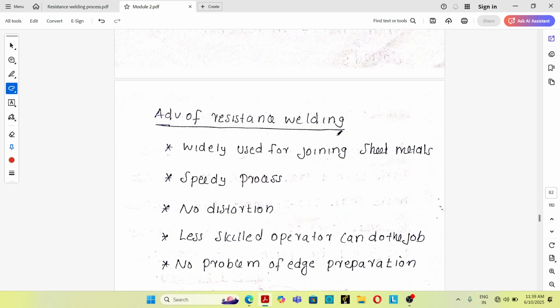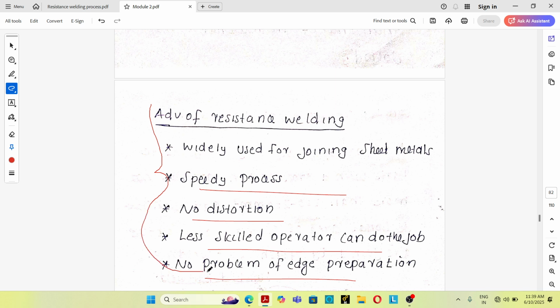So what are the advantages of resistance welding? Widely used for joining sheet metal. A speedy process, no distortion. Less skilled operators can do this work. No problem of edge preparation. So these are the advantages of the resistance welding process.